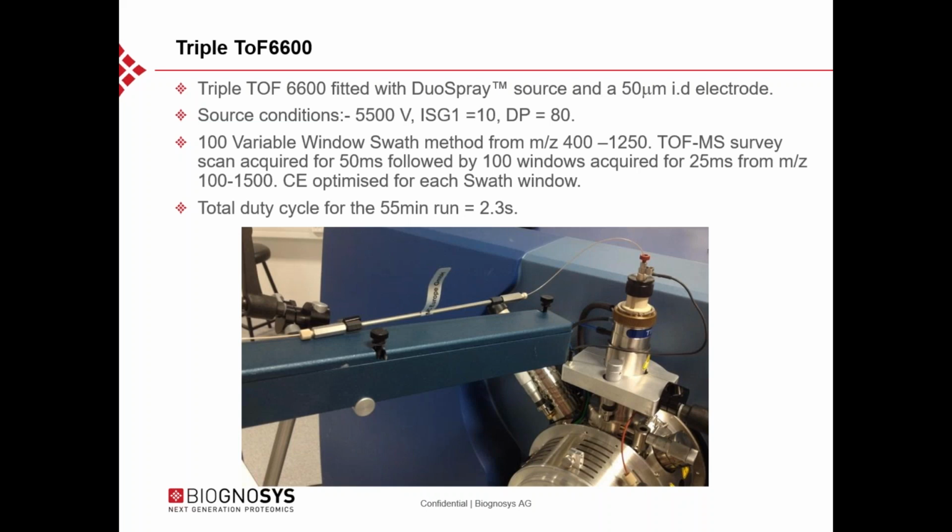The total duty cycle that we use for our SWATH method is only 2.3 seconds. And so normally we're looking for peak widths of about 20 seconds at base or thereabouts to give us 8 points across the peak for quantitation. The SWATH method itself is set up using a calculator, and this 100 variable window SWATH method that we describe here is actually a default method used, for example, in Skyline.